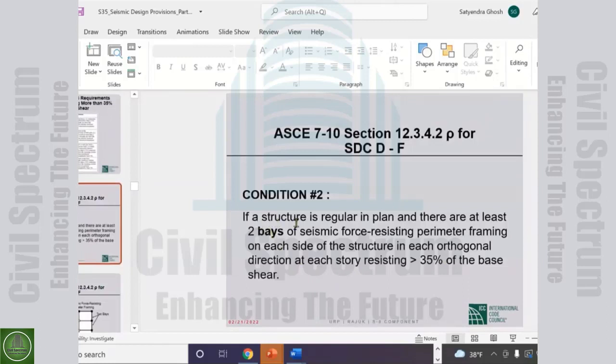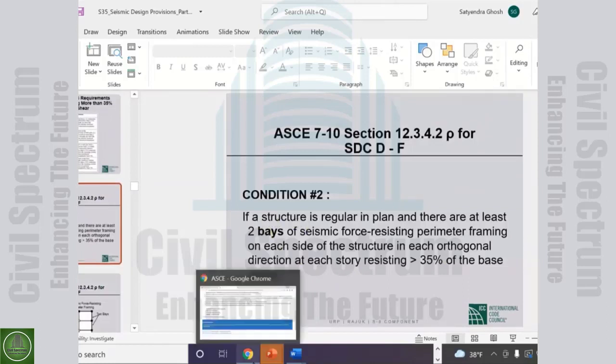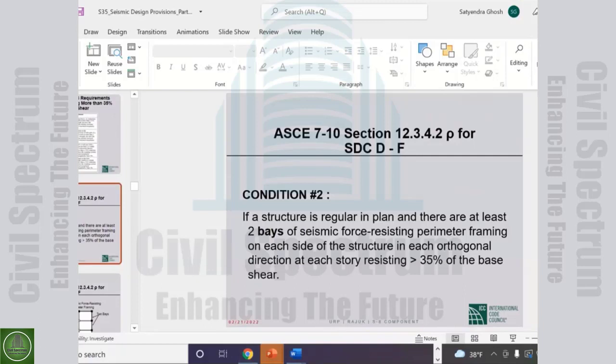You see the first line: if a structure is regular in plan, and there are at least two bays, etc. So if you have extreme torsional irregularity, you cannot use this approach. You have to go by removal of elements. It's very straight cut.